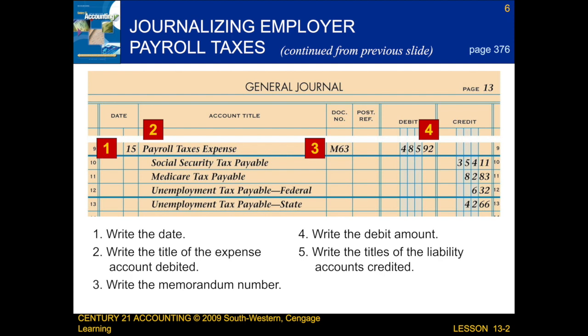Then we write the titles of the liability accounts credited in the account title column. And finally, we write the credit amounts in the credit column. And these four credits, when added together, should equal this one debit.